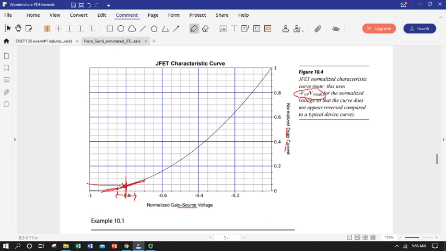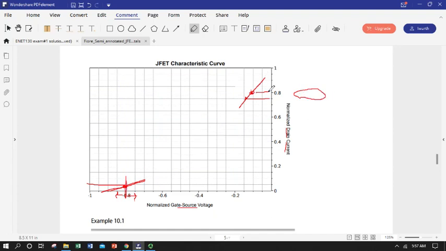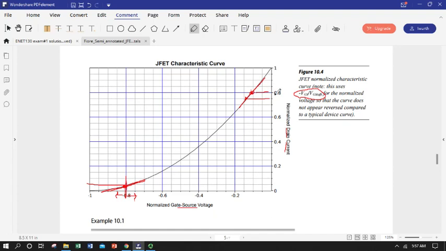So if that slope is small, that means I can change the gate to source voltage a little bit, no problem, and I'm not going to get a massive change in drain current. But if I'm operating up here, the slope's a lot steeper now. So if I wiggle between this point and this point, say, I get a pretty respectable change in drain current. And if I need to keep that drain current rock steady, which is probably why I'm using a JFET to begin with, I might not want a really steep slope.